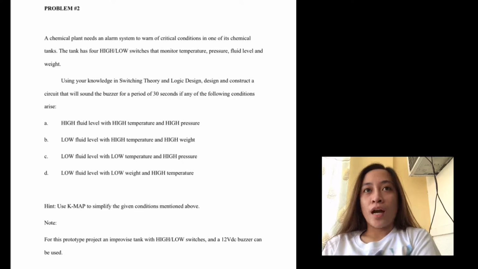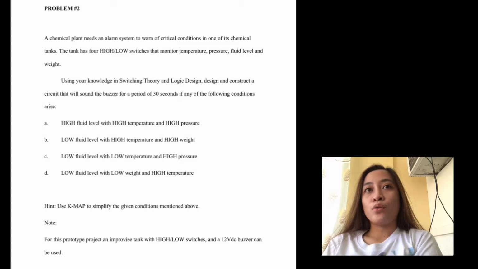The tank has 4 high-low switches that monitor temperature, pressure, fluid level, and weight. Using your knowledge in switching theory and logic design, construct a circuit that will sound the buzzer for a period of 30 seconds if any of the following conditions are met.